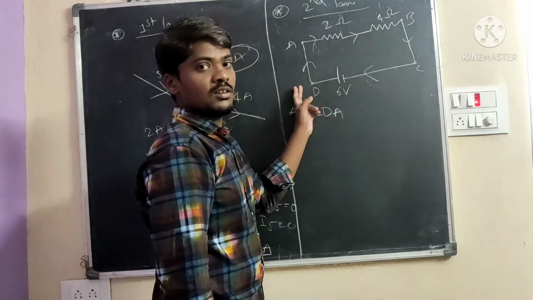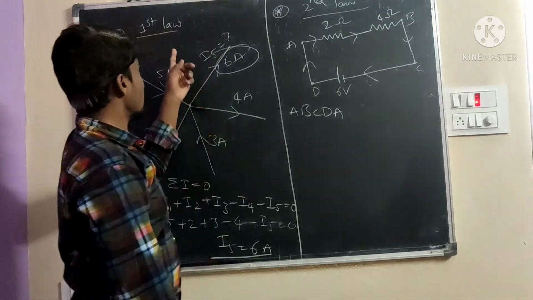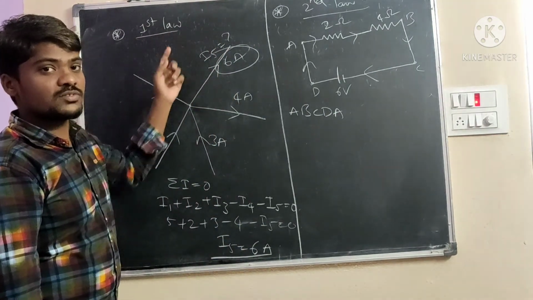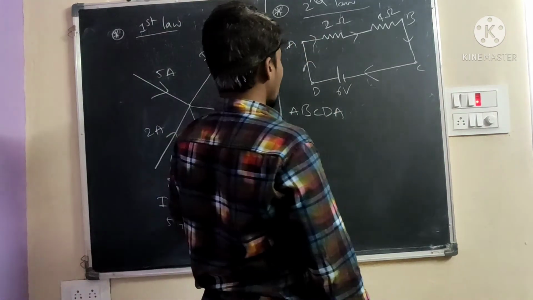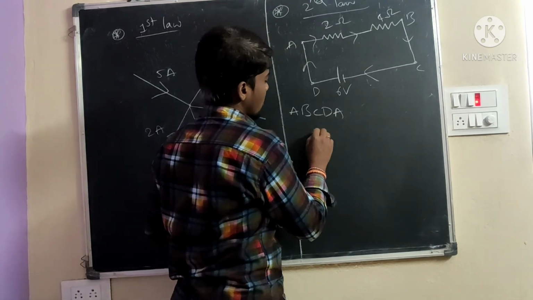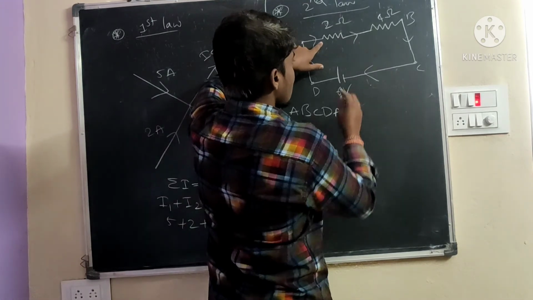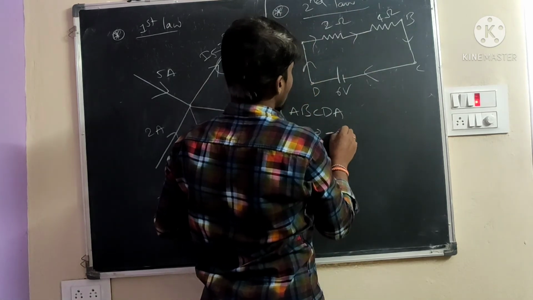We will find out the potential difference. Kirchhoff's first law is the law of conservation of charge. The second law is the law of conservation of potential difference. This is the loop A, B, C, D, A. Here we are taking the first one, the right side. On the right side we take the negative. Means how much current is passing through?